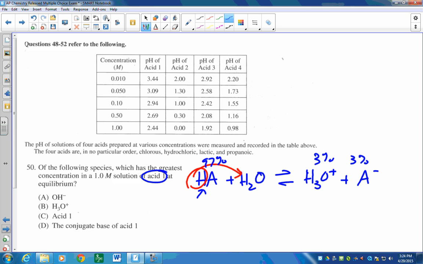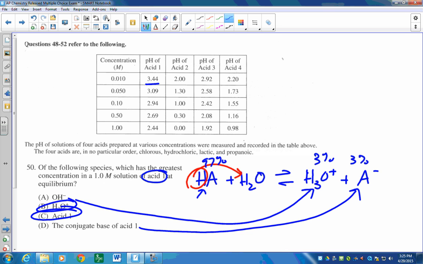And so HA is the absolute weakest acid because it has the highest pH. Remember, distance from 7. And so the thing that has the greatest concentration is the acid. It's not the conjugate base of the acid. That would be this. We only have 3%. It's not this. And it sure as heck isn't this, because when you have an acidic solution, you have more H plus than OH minus. So the only answer that makes sense is C.